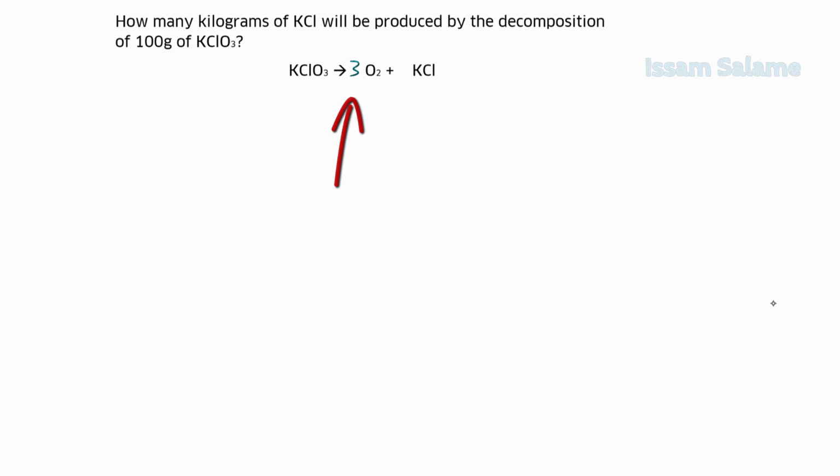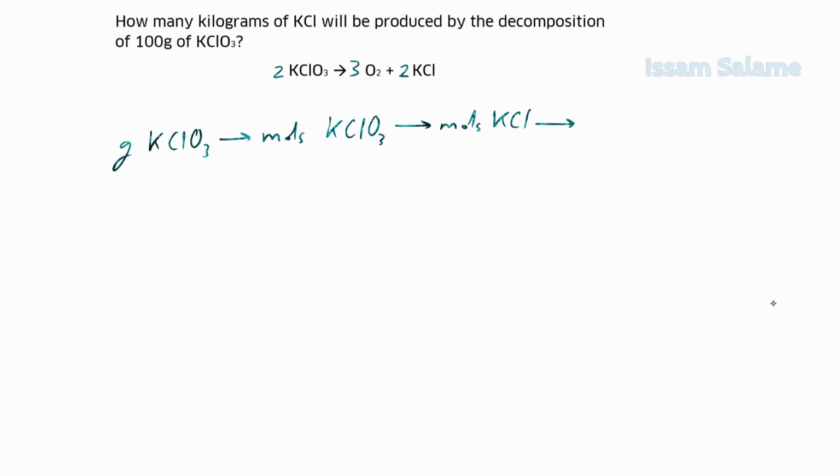We multiply oxygen by 3, then potassium chlorate and potassium chloride by 2. The steps are going to be as follows. We start with the given quantity, grams of potassium chlorate. We convert it to moles of potassium chlorate by using the periodic table. Then we convert moles of potassium chlorate to moles of potassium chloride using the mole ratio. Then we convert moles of potassium chloride to grams of potassium chloride by using the periodic table. And then we convert grams of potassium chloride to kilograms of potassium chloride by using the conversion factor between grams and kilograms.